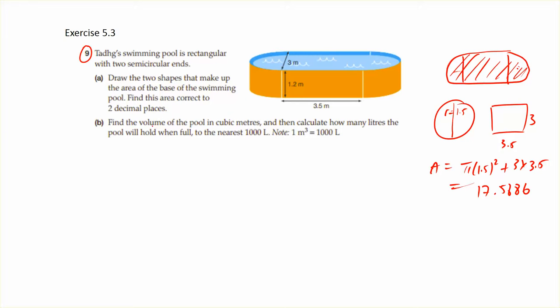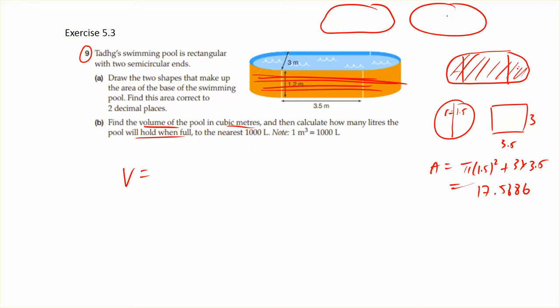Find the volume of the pool in cubic meters, then calculate how many liters the pool will hold when it's full. So first, let's calculate the volume of the pool in meters cubed. This is a prism, because if I cut this way, you'll still get that shape. You can think of it as cheese. If I slice it this way, you'll always get that shape. I haven't drawn it very well, but you get the idea.